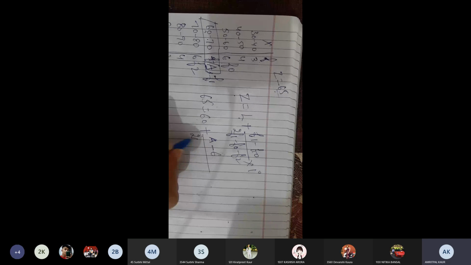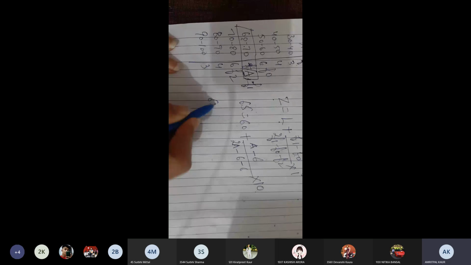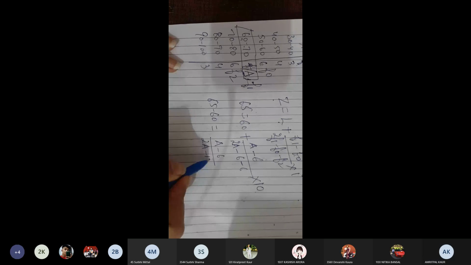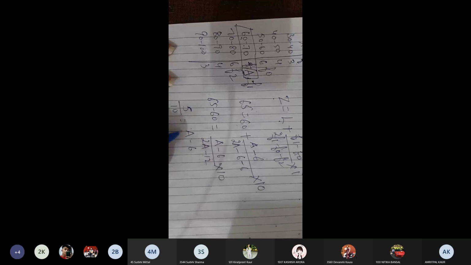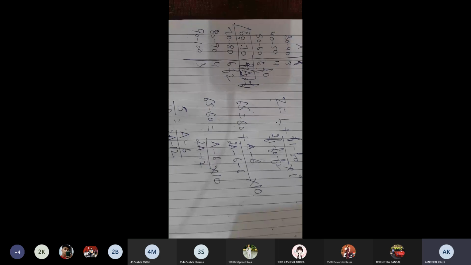So please solve this. When you solve this, we will get 65 minus 60 is equal to (A minus 6) by (2A minus 12), into 10. So this is 5. Can you solve this and then tell me the answer for A? A means frequency. What is the value of the missing frequency?